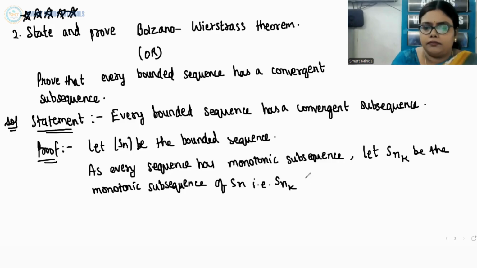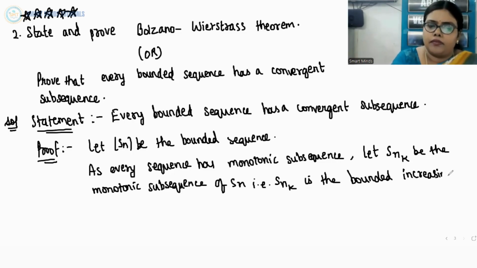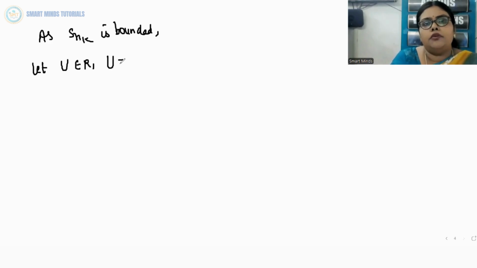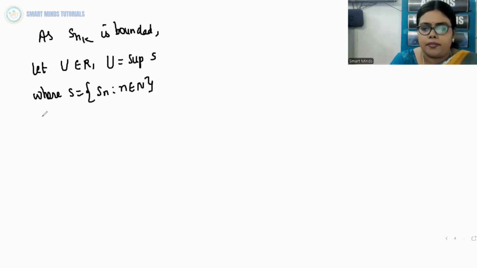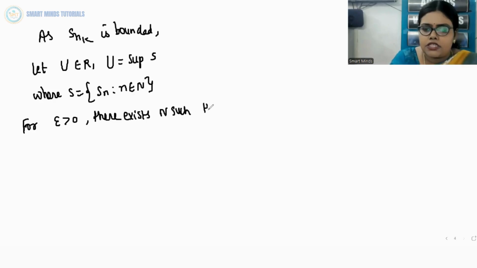That is, Snk is the bounded increasing sequence. Now, as Snk is bounded, how can you write mathematically the statement? So let us say u belongs to R and u is the supremum of S, where S is equal to Sn such that n belongs to N. Now for any epsilon greater than 0, there exists capital N such that Sn is greater than u minus epsilon.